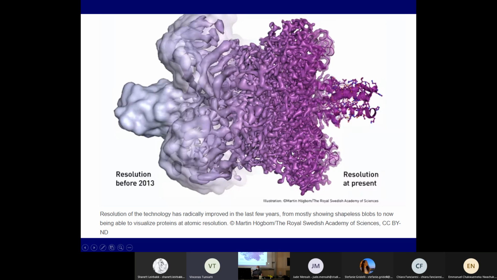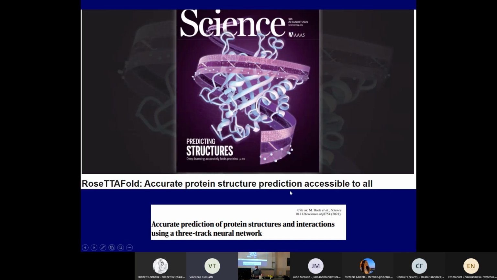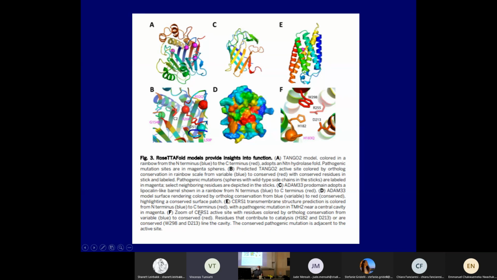So, starting from these new techniques, now it's possible to have more information about particular proteins. You see, Rosetta Fold is the name of this technique. Accurate protein structure prediction accessible to all. So it's possible to put this information on a website, and so all scientists can use this type of information. Once again, you can see the information that you can find now on the web.